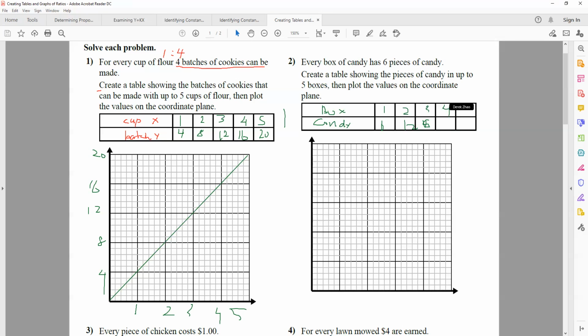Yes. 4. Yeah, no, that's supposed to be 16. Wait, 18, right? You say? No, 16. Oh yeah, that's supposed to be 18. Because it's by 6, yeah.